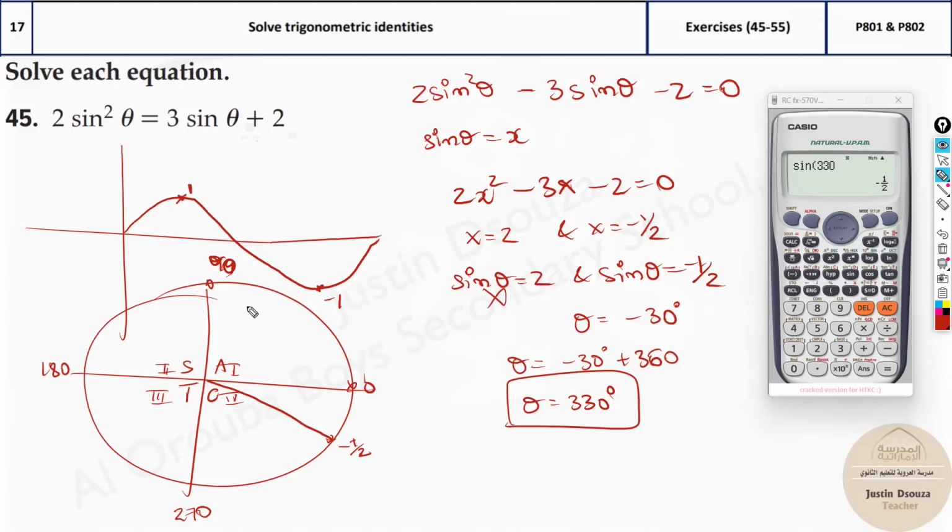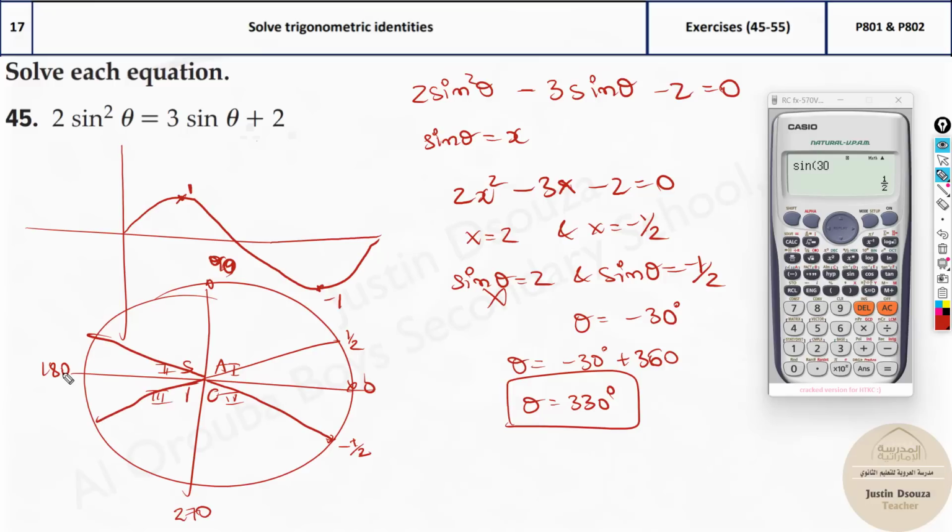Is it the first quadrant? No, in the first quadrant it's only positive. So if this much is the space, it will be sine 30. It should be half. Let me just show you. Sine 30 degrees is positive half. Now if you know the unit circle, you will get this easily, but I'm just trying to tell you the shortcuts here. It'll be something like this.